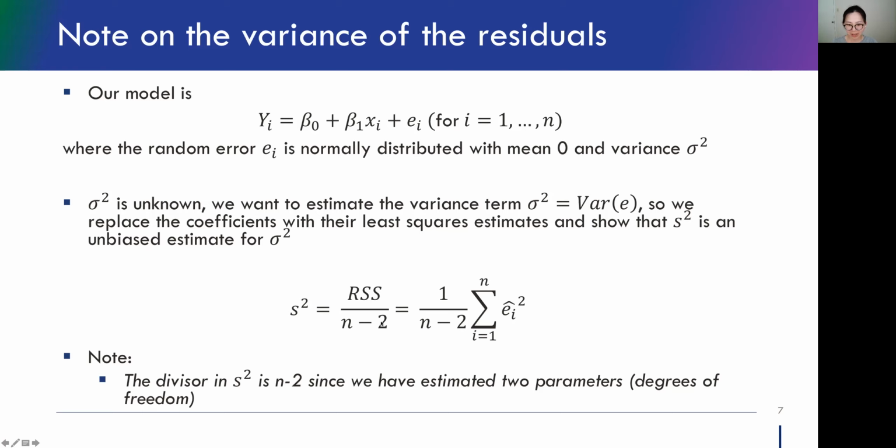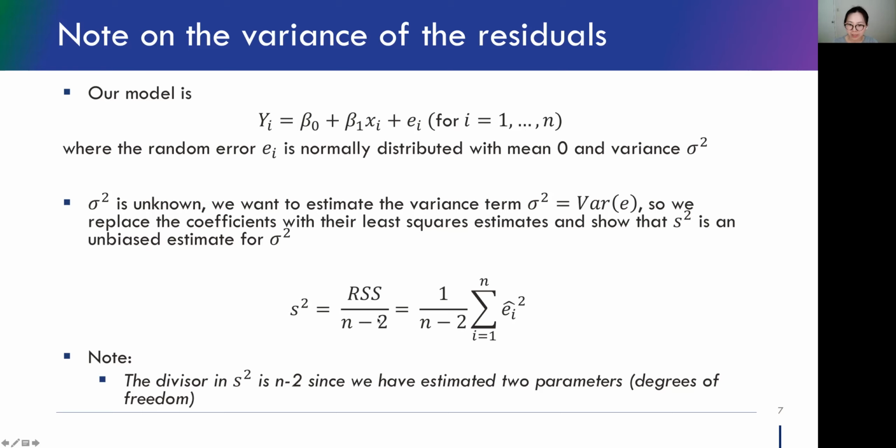Why? Because we have estimated 2 parameters with the data, so you can understand it as we lost 2 degrees of freedom by doing that. So this divisor would be n minus 2. And mathematically, we just want this S squared to be an unbiased estimator for sigma squared. So when we take the expectation of S squared, it needs to be equal to sigma squared. If you use n minus 1, then they are not equal, so it's no longer an unbiased estimator.